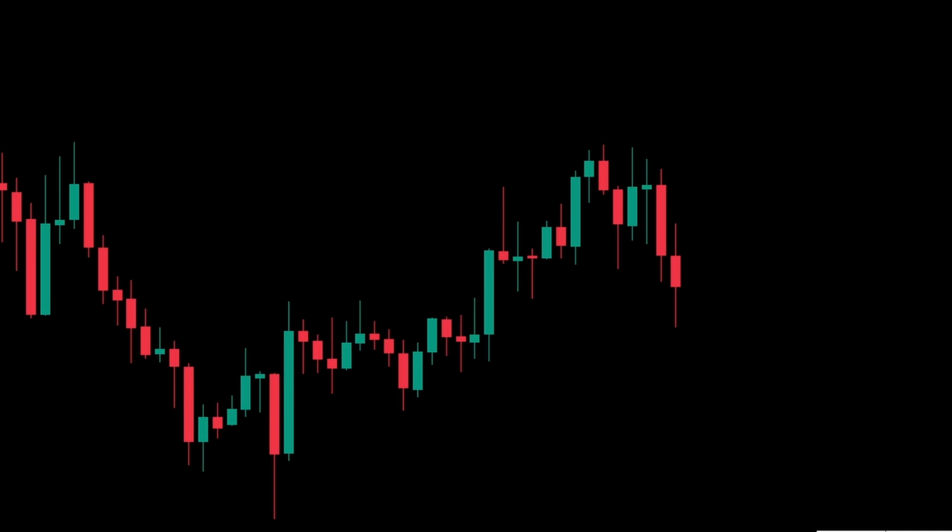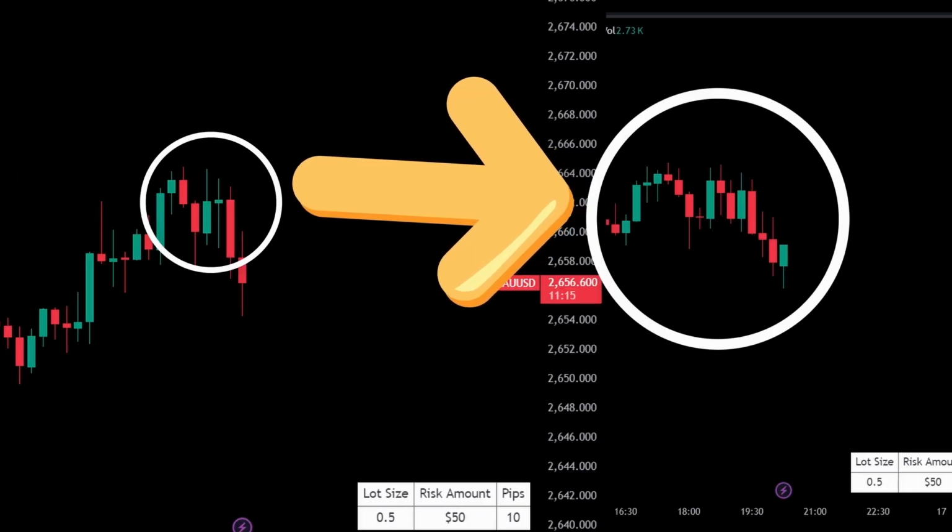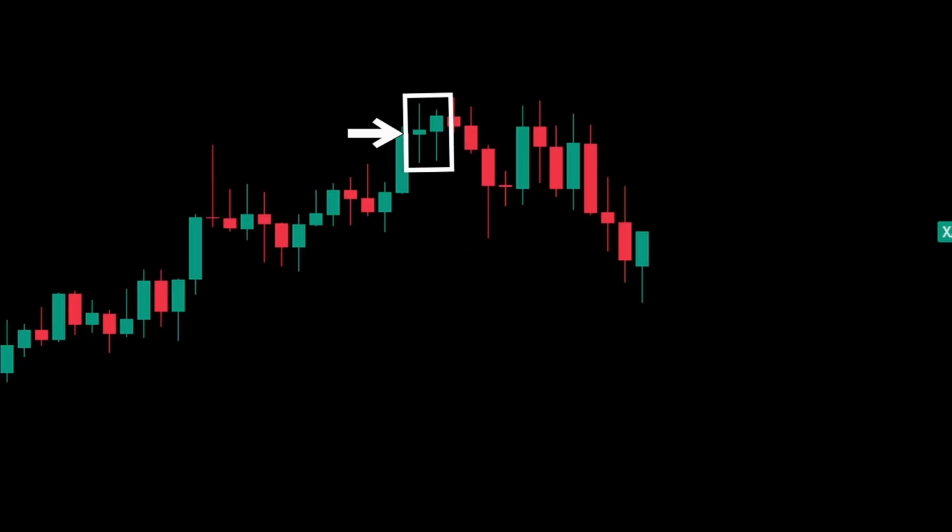Just observe in the lower time frame. There may be a structure break. So let's move to the lower time frame. See this 30-minute bullish candle, made by combining these two 15-minute candles. What happened next? A small bearish 15-minute candle formed.